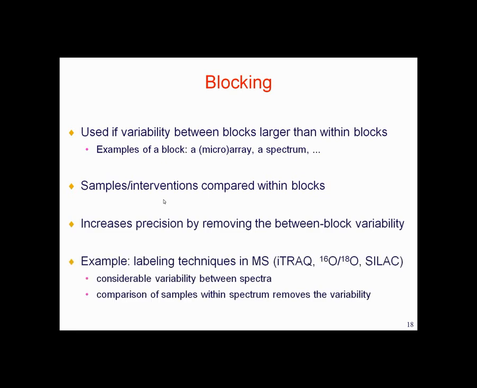An example in mass spectrometry, for instance, is labeling techniques like iTRAQ or O16, O18 labeling, SILAC. We know that there is considerable variability between the spectra in mass spectrometry, so comparison of samples within the spectrum removes this variability. If you use O16, O18, you can compare two samples within the same spectrum. Then the between-spectra variability will be removed from this comparison, and therefore the precision of your estimates, for instance of the relative abundance, will increase.